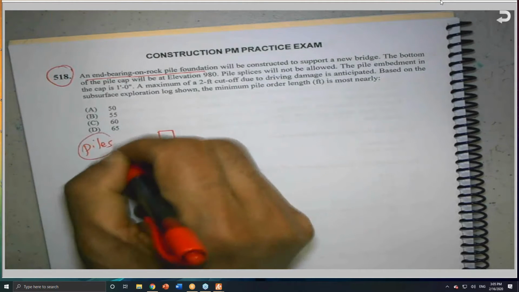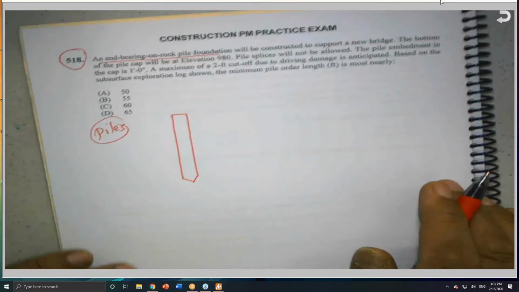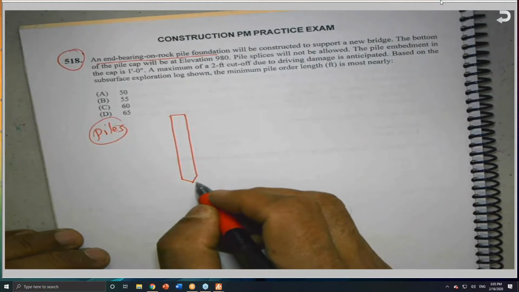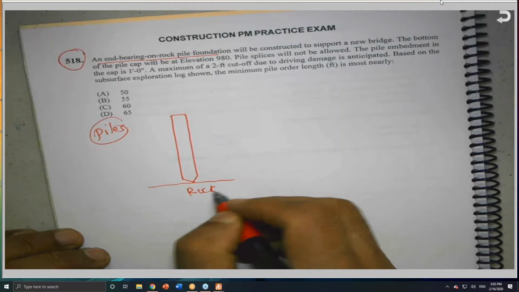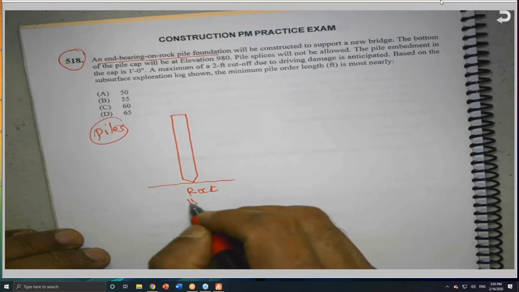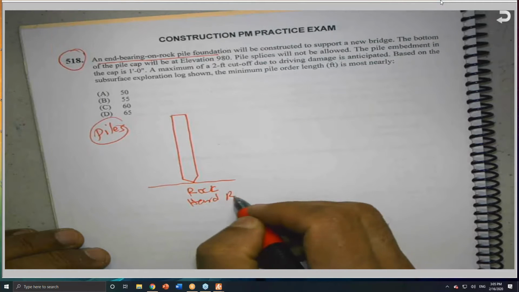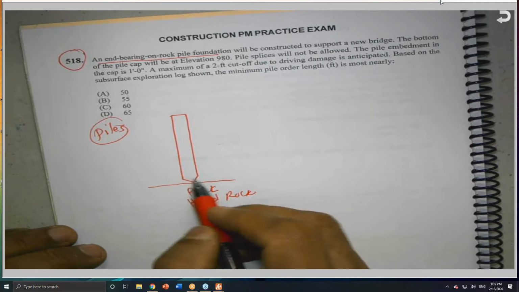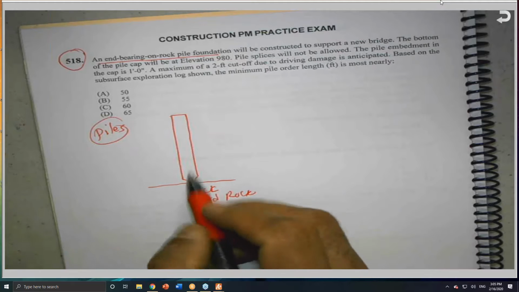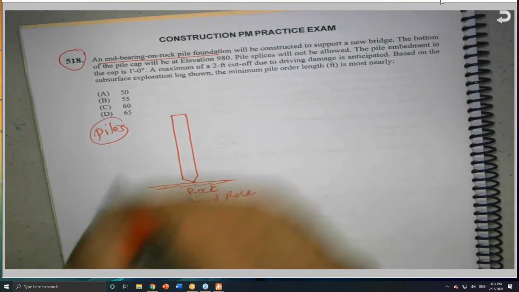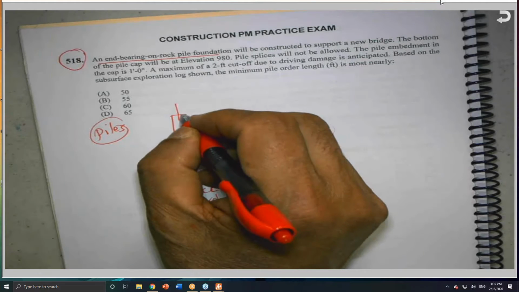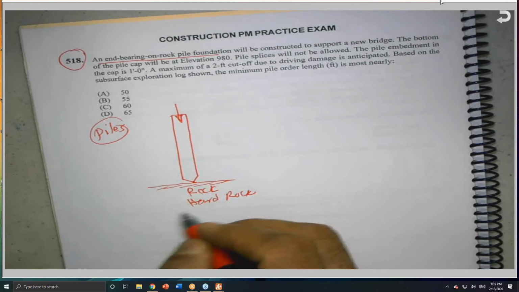Piles are deep foundations, as you know. The pile normally will go to the rock or hard rock layer where the pile will be sitting. The tip of the pile on the hard rock is the best scenario because the load coming from the multi-story building needs to be transferred all the way down.